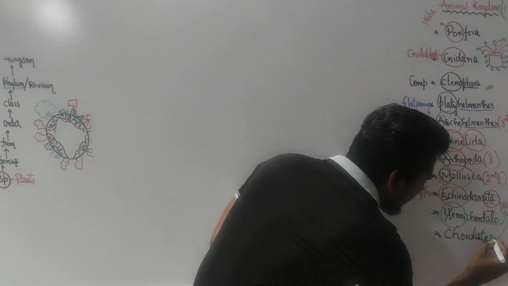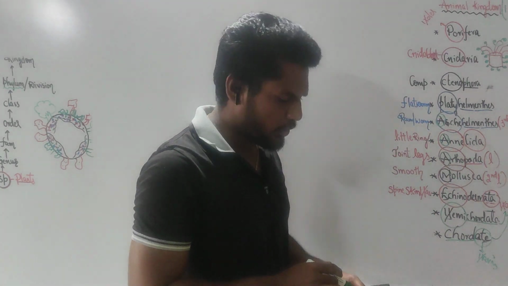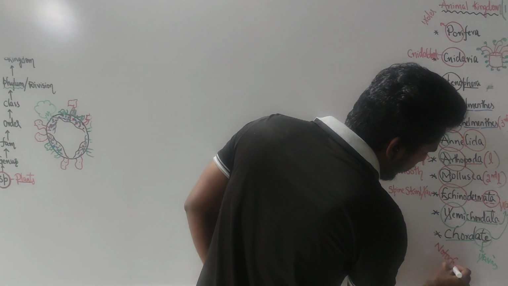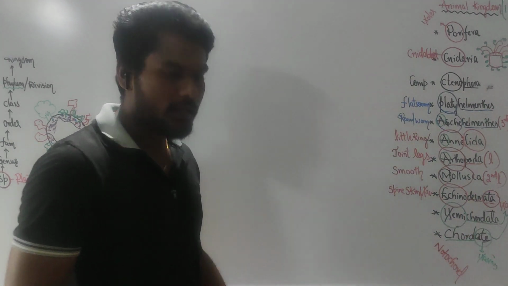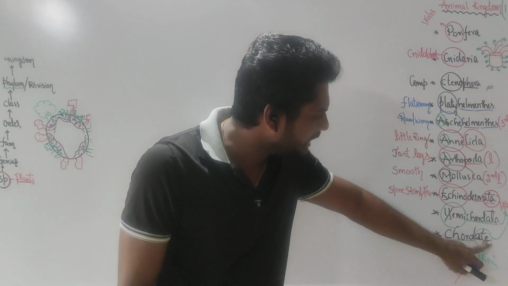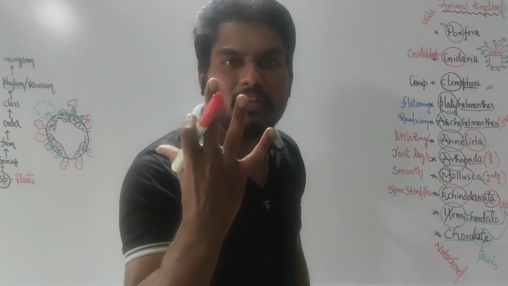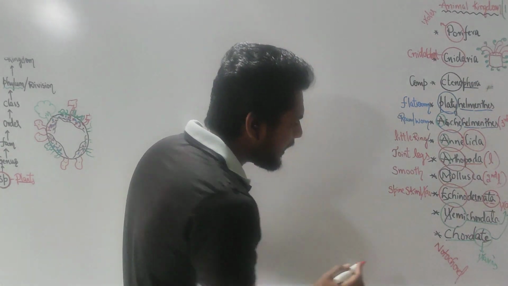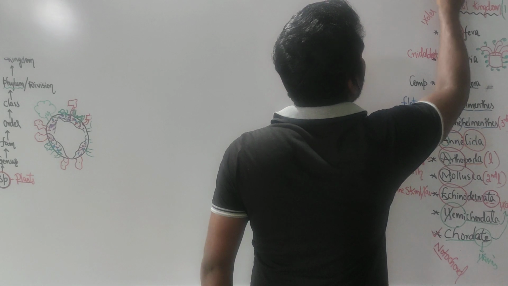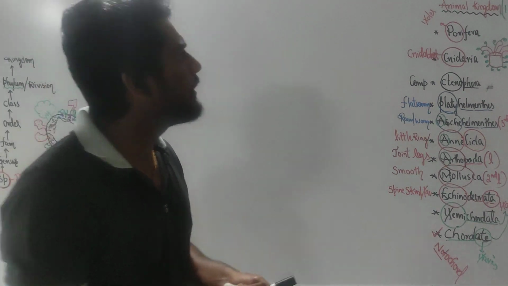What is the meaning of eta? Eta means having. Then what is the meaning of chord? Which is very, very important. Chord here does not mean spinal cord, okay? Chord means notochord. Notochord is a rod-like structure. This notochord is only present in the phylum Chordata. So the total number of phyla is 11. Out of 11 phyla, only one phylum has the notochord, Chordata. And the remaining 10 phyla, from Porifera up to Hemichordata, notochord is absent.